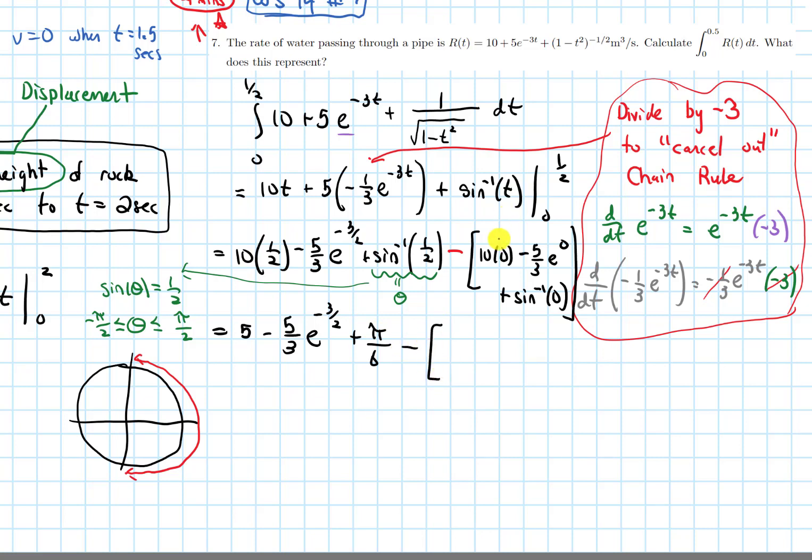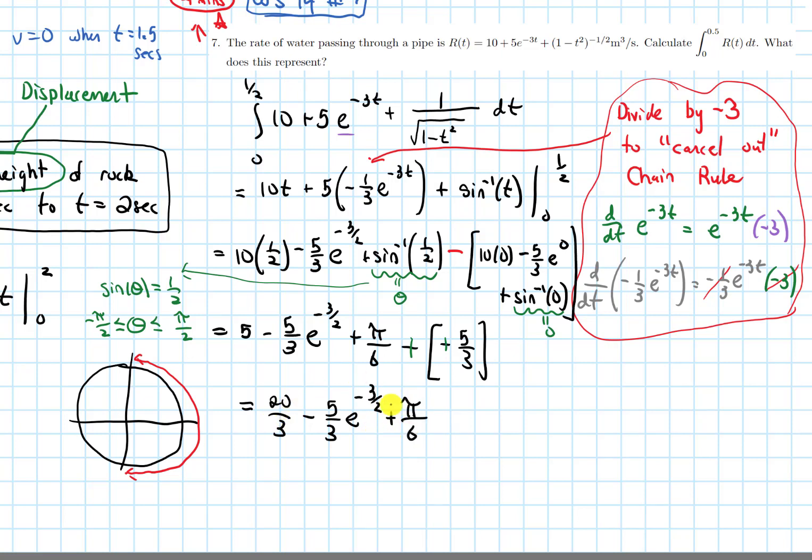And then we'll get minus. The stuff in brackets will be, we'll just get minus 5/3, because sine inverse of 0 would be 0 if I do the same type of thing. Okay, so this ends up being, the double negative becomes a plus. So if I add the 5 to the 5/3 and I get a common denominator, we will get 20/3 and then minus 5/3 e to the negative 3/2 plus pi over 6. Okay, so that's our value.